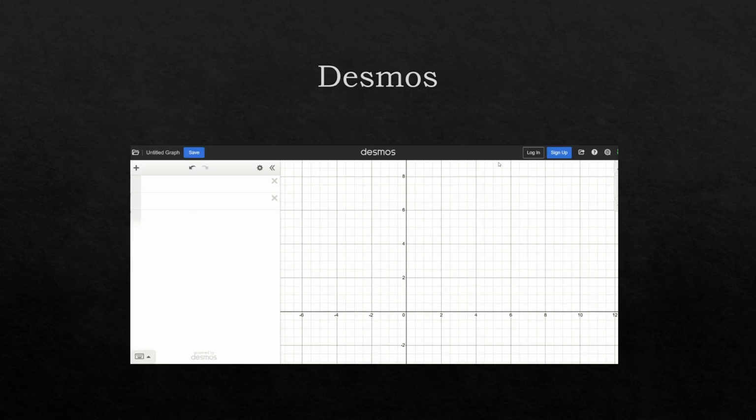So let's see how both arithmetic and geometric sequences are modeled visually using Desmos. For the arithmetic sequence, let's use the equation a sub n equals 3n. As we can see, the values in the sequence increase linearly. For the geometric sequence, let's use the equation a sub n equals 3 to the power of n. We can see that these values increase exponentially.